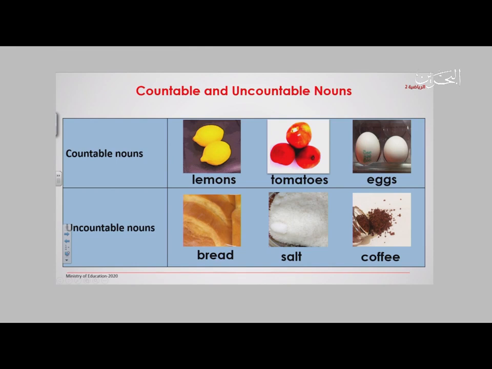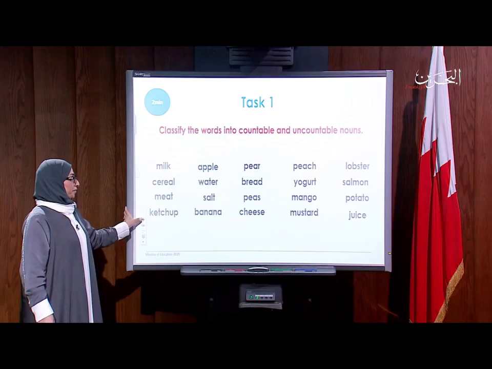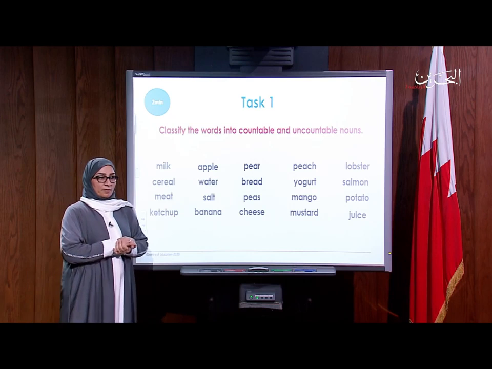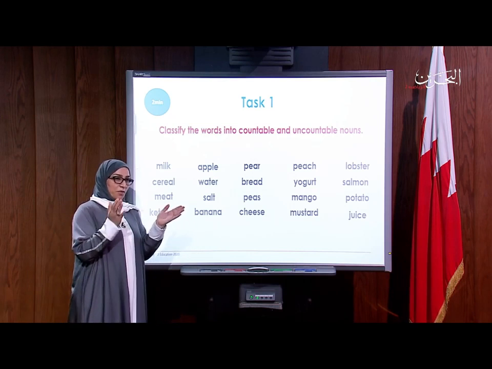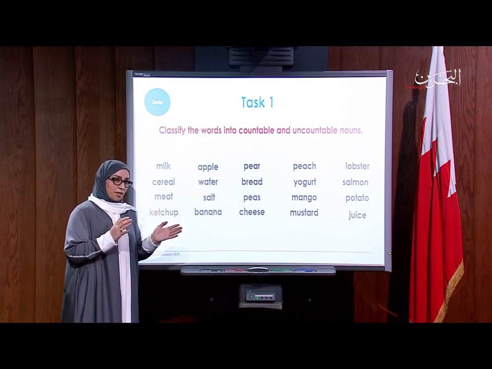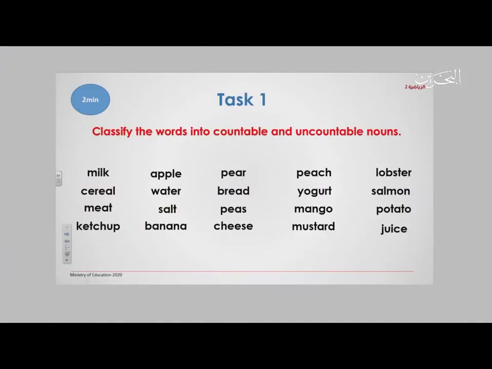Uncountable nouns, which are bread, salt, coffee. We cannot count these nouns. Task number 1. As I explained to you, we have two groups, countable and uncountable. Countable nouns, the words we can count. Uncountable nouns, the nouns we cannot count. Let's go through the types of food we have here together.